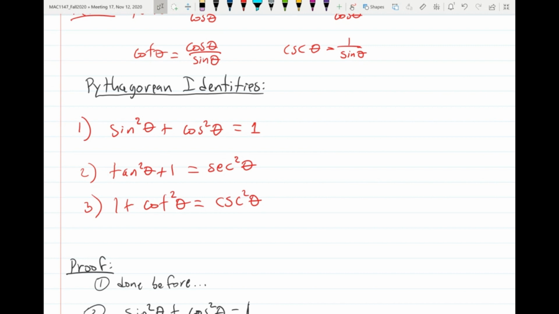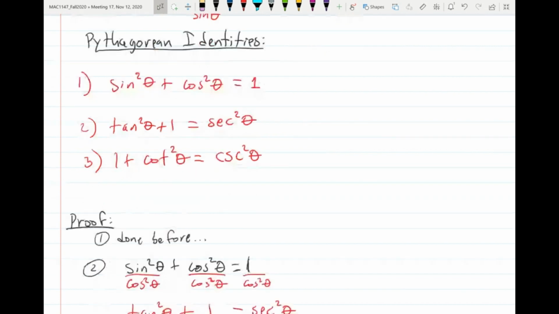Are there any questions about how we obtain these formulas? Did you understand this?